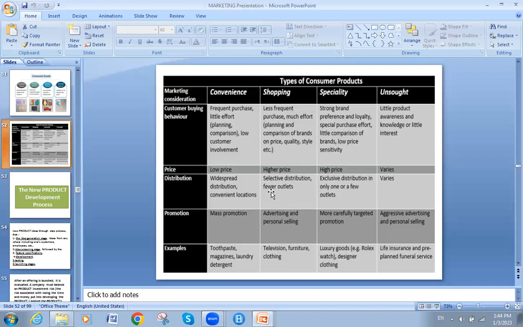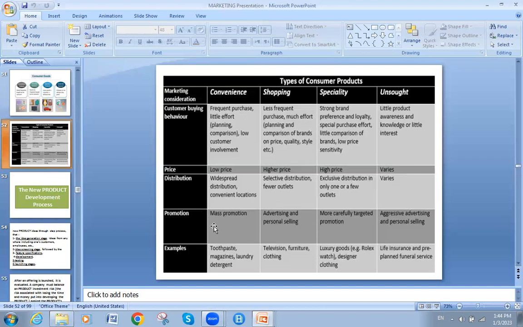Shopping: selective distribution for the shopping or style products. Specialty: those are very exclusive distribution, so you go and buy it from the dealer. Unsought: it varies where you will buy your insurance, for example, from which company.